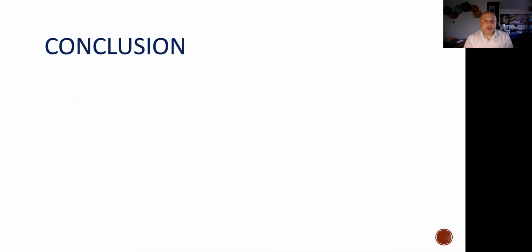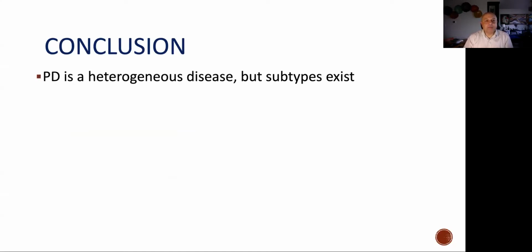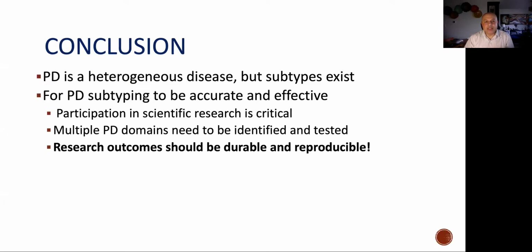All right, so I'm going to conclude because I think I've talked your heads off. So in conclusion, Parkinson's disease is a heterogeneous disease, but subtypes exist. It's important to recognize that. For Parkinson's disease subtyping to be accurate and effective, we all have to participate in scientific research. It's important because if we don't, then research scientists will really not know what subtypes are present. So we all sign up, we all talk to APDA. And Jen can tell you a lot more about that. There is a database in Washington run by Dr. Zabetian. We can give our names to the database, and they have the database which can be utilized by research scientists all across the country and perhaps the world on request.